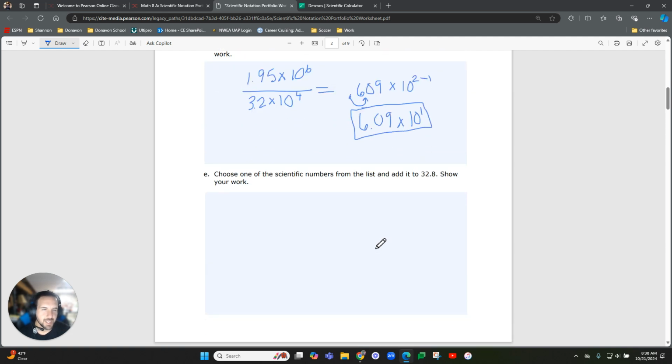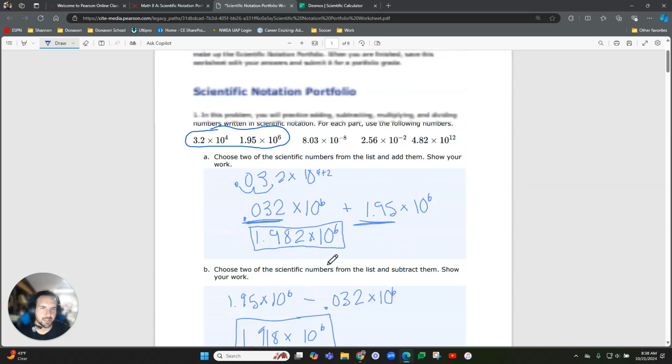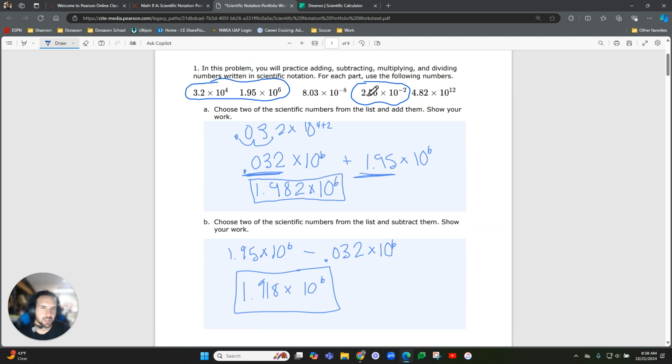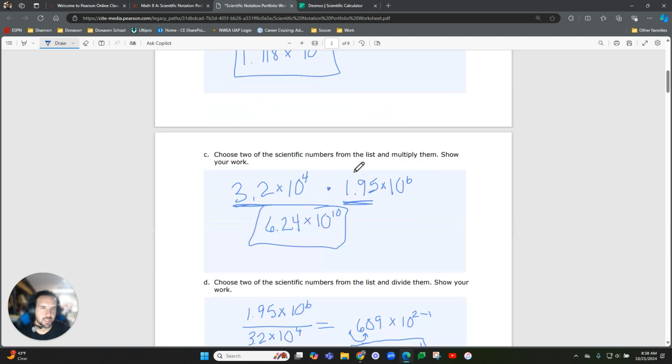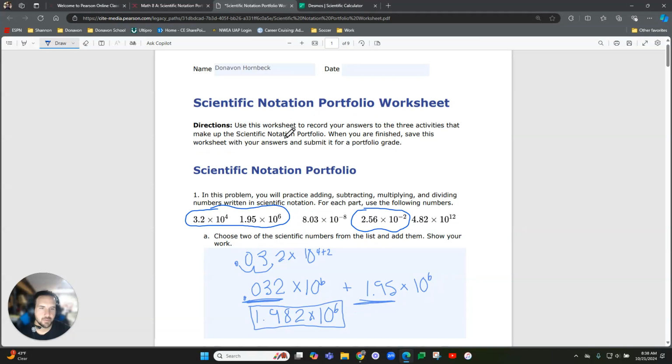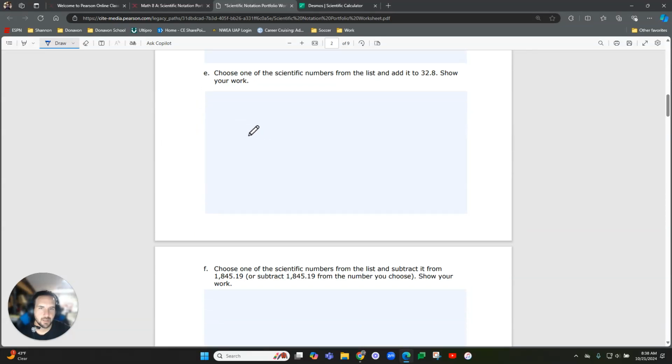All right, now this one says to add 32.8 to any number on this list. So we're going to pick this one. The reason why I'm picking this one is because it's just a small decimal, so it'd be easy to add. So 2.56 times 10 to the 2nd. Whoops. What was that? 2.56 times 10 to the negative 2nd. Okay, and I'm going to add this number to it.